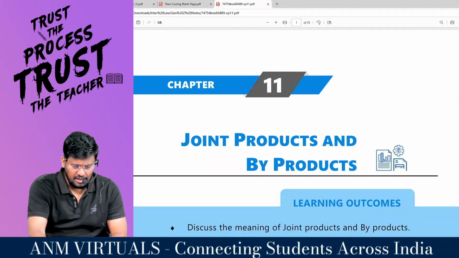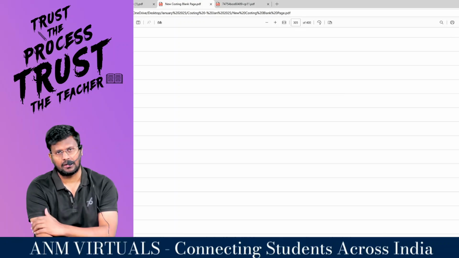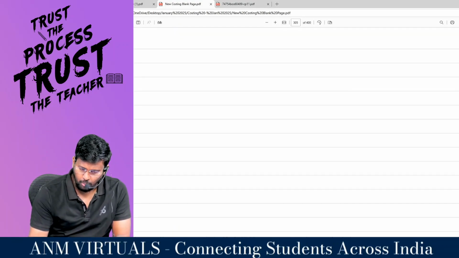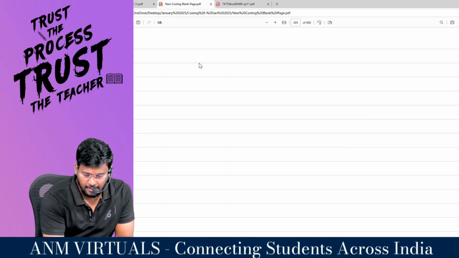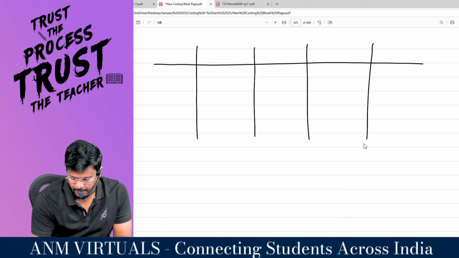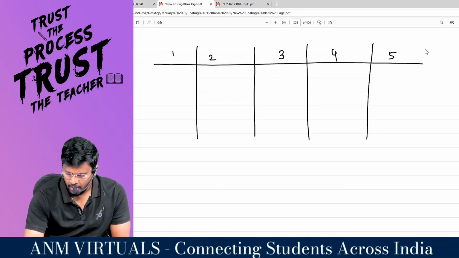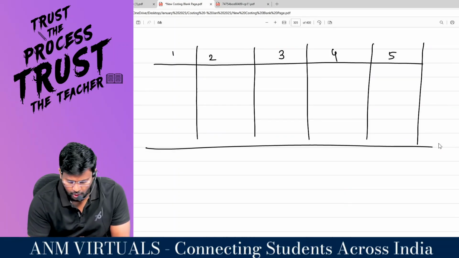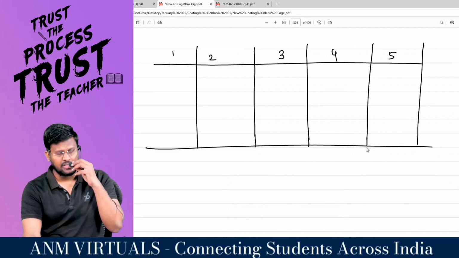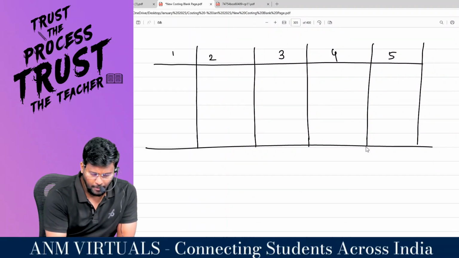Sir, we are going to start a very easy chapter called joint product and byproduct. I will tell you how the costing moves when we are learning this chapter. We have already classified the costing into 5 buckets: bucket number 1, 2, 3, 4, and 5. You have two options. Either you can leave joint product and byproduct, but it is a very easy area for examination. If you are studying it, the bucket will change. How the bucket will change, I will tell you.